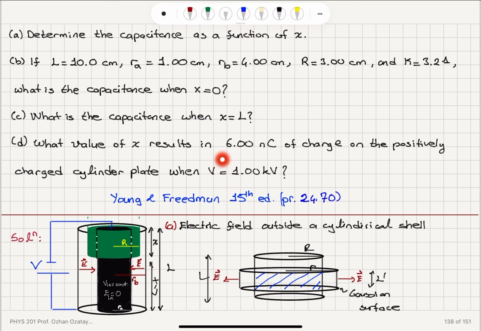And what value of x results in 6 nanocoulombs of charge on the positively charged cylinder plate when the voltage being applied is 1 kilovolt?